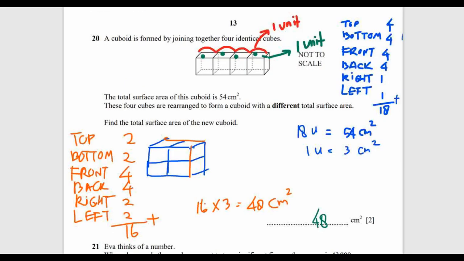So that's it for number 20. So 1 unit is 3 square centimeters. So we have 16 altogether for the second arrangement. 16 times 3 is 48 square centimeters. I go to question 21.